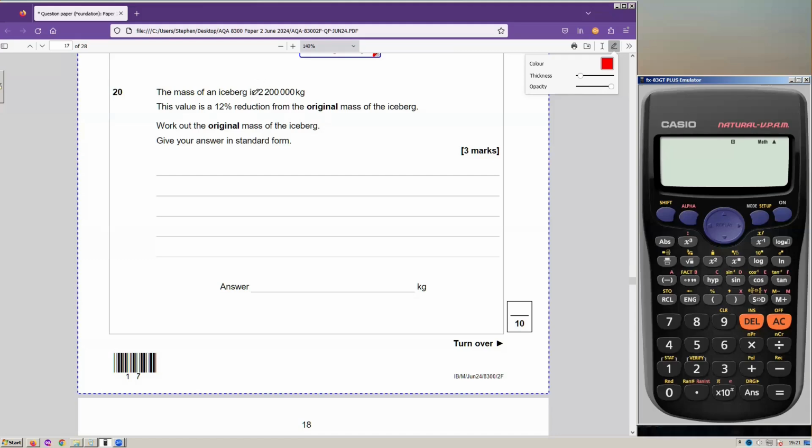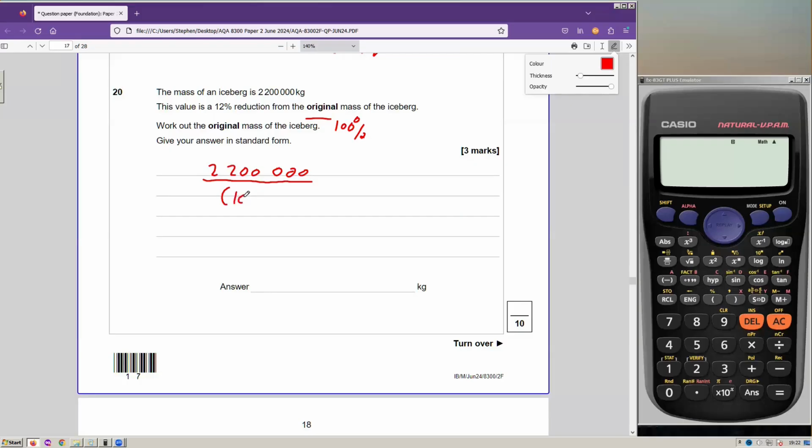Now this is a funny one. The value is a 12% reduction from the original. The original represents the 100%. You've got to be careful. So you have to say that this represents 100 minus the 12. So the way I like to do this, you go 2,200,000 divided by 88, and by dividing by 88, we're going to find 1%. And then we times it by 100 to get our original value, original mass.